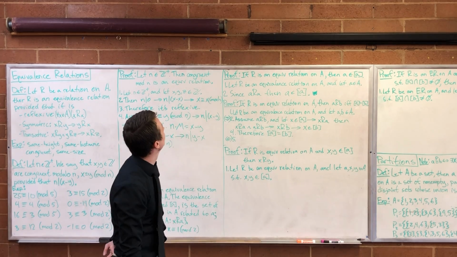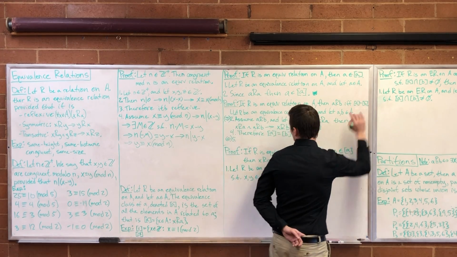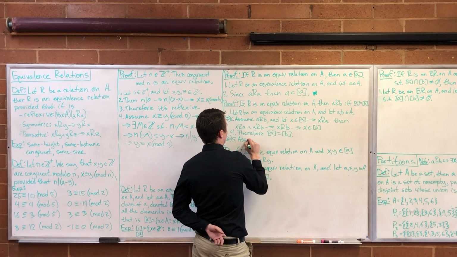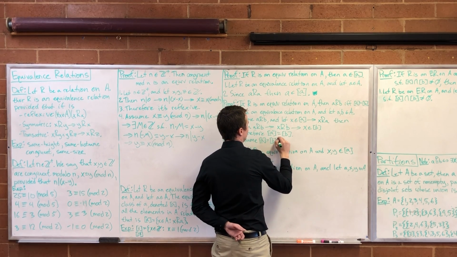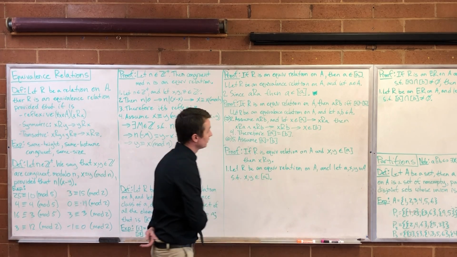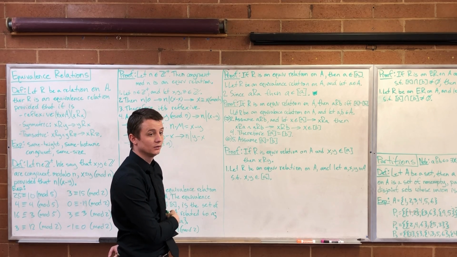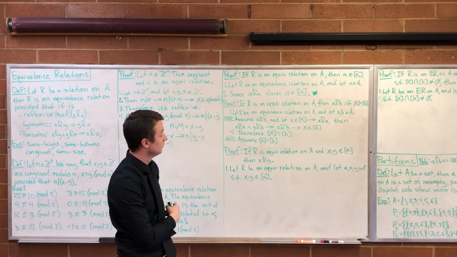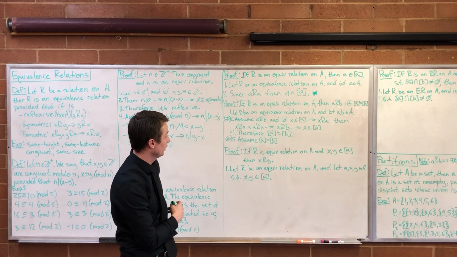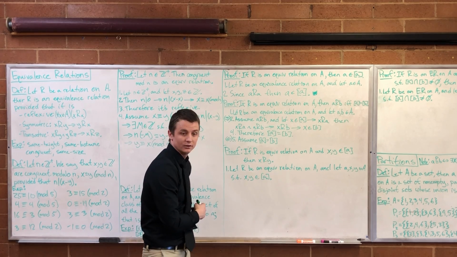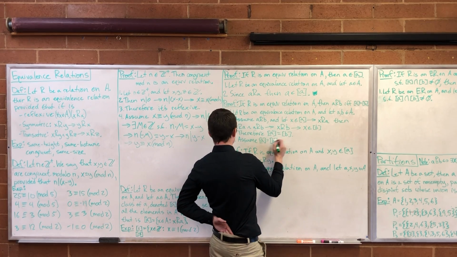Hopefully we can do it in one line. Assume A is equal to B. What does that get us? A is equal to B. That means everything in A is also in B. Remember what we're trying to show. Does it mean that XRA equals XRB? Or they're logically equivalent?